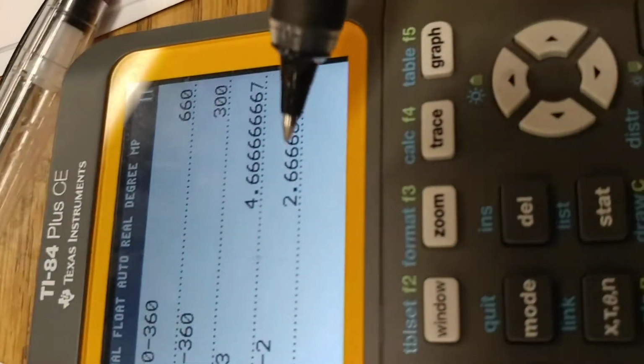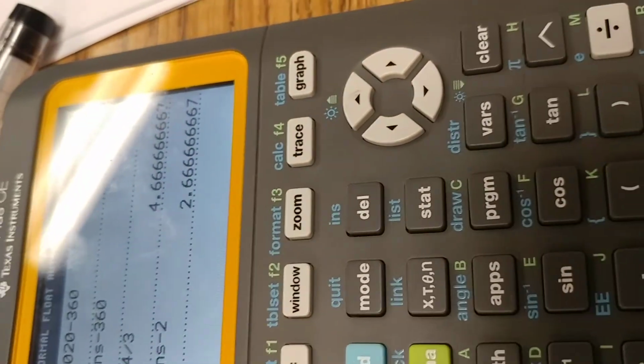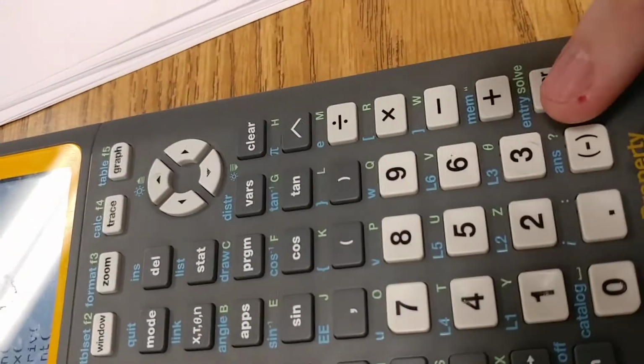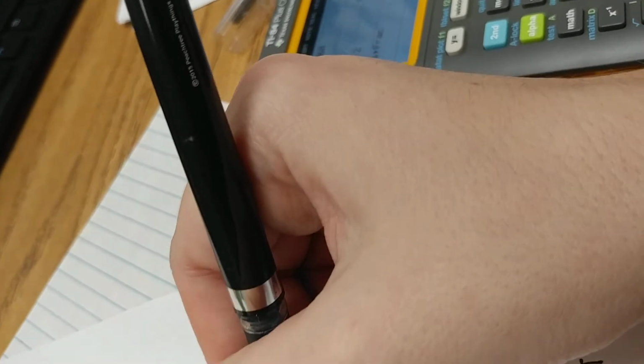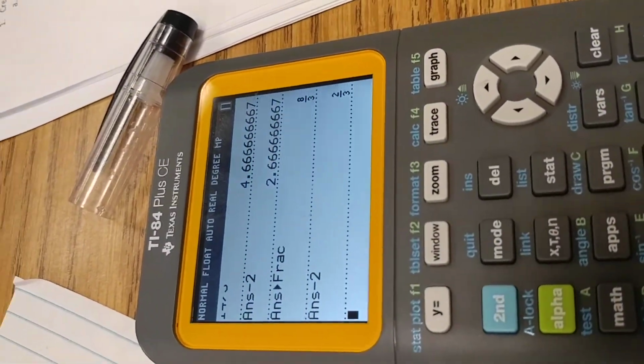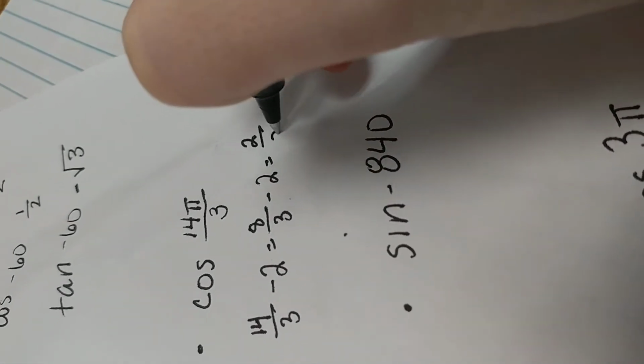So when I do that, I get 2.66666, still not on the circle. A little bigger. So when I do that, you can keep it in fraction form by pushing math, enter, which is 8 over 3. 8 over 3 is still not on the unit circle, so one more time I would subtract 2 because we're dealing with radians here. And you get 2 over 3.